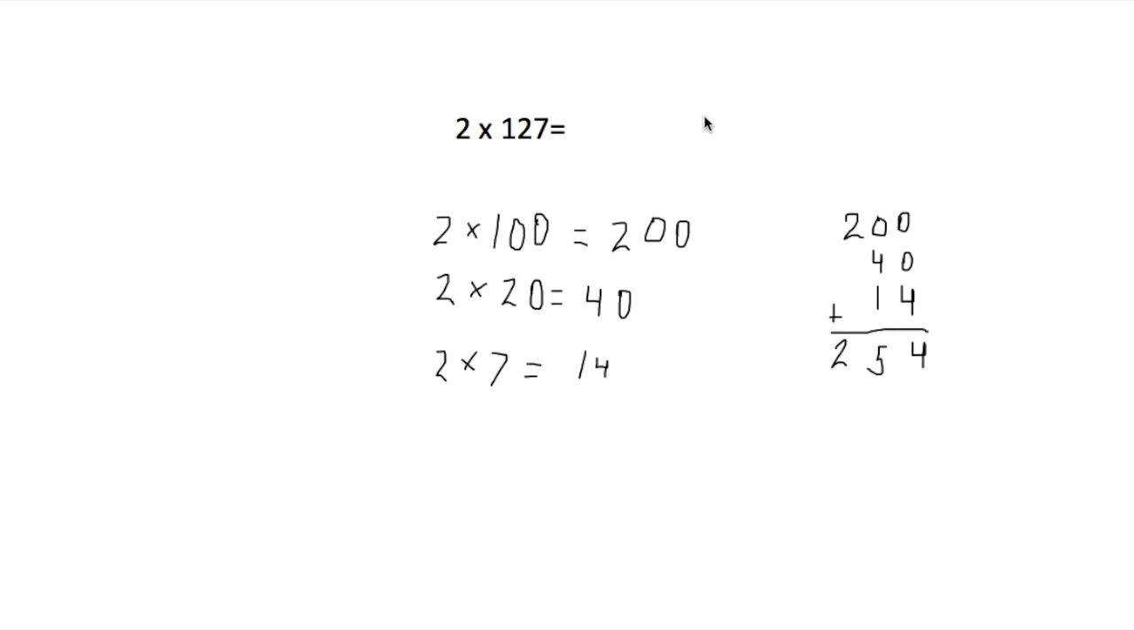Instead of doing it the algorithm way, where we line up 2 times 127 straight, we can break them apart, and it's easier anyway, because you're breaking apart the hundreds to tens, tens to ones, which is easier. Let's move on to our next example here.